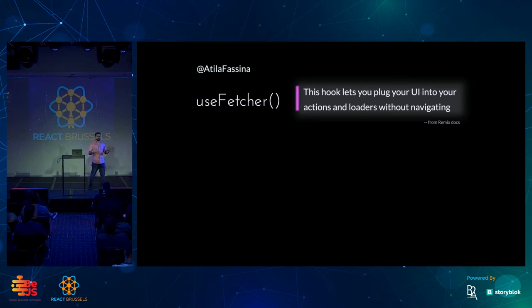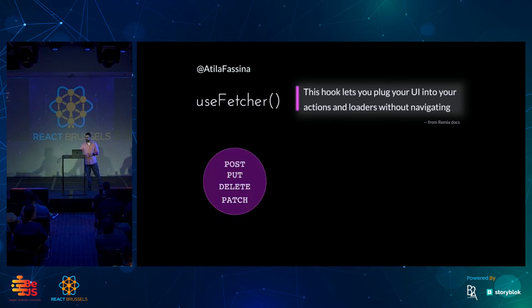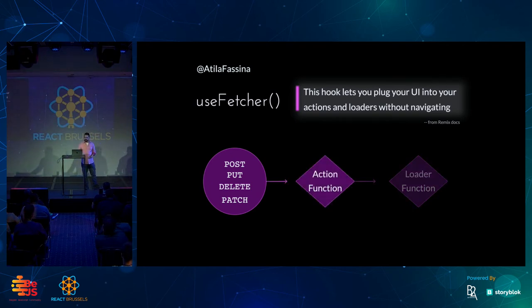Because Remix defends the concept that every time you're changing data on your route, it's actually supposed to be a navigation. But for a few cases, we don't want that. Forget that really single page application behavior. So what happens with useFetcher is whenever you have a request, it's going to trigger the action function, and it's going to trigger the loader function, but it's not going to re-render the whole app. It's just going to fetch it, just as you would with an AJAX request or something like that.